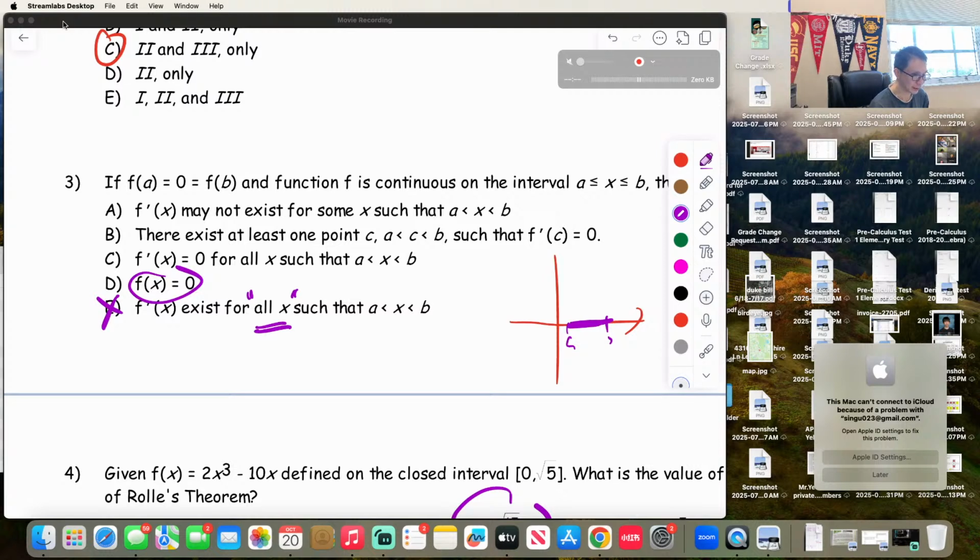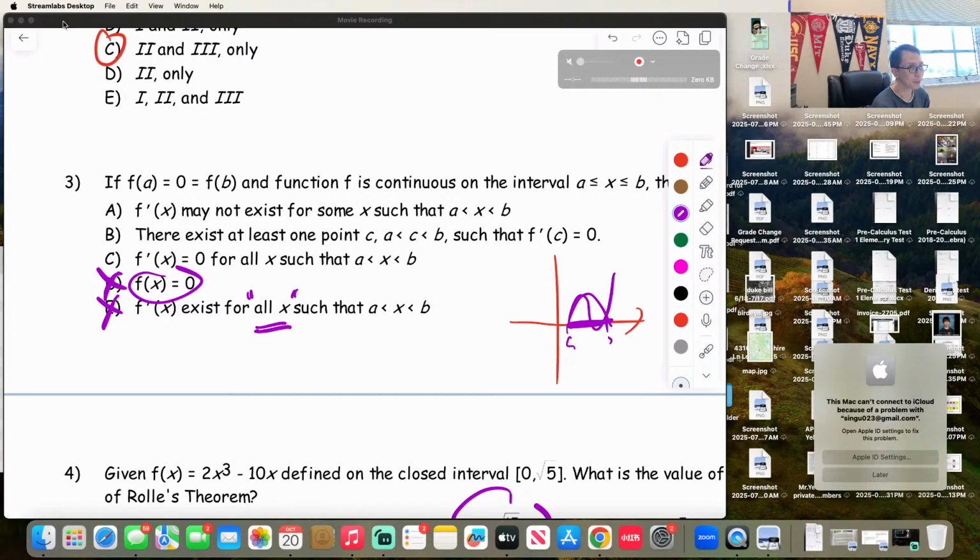99.99% of functions do not look like this. They do not look like a horizontal line, because there are so many. It says continuous. It can be like this, it's continuous. It can be like this, it's continuous. All different ways of continuous. So D is not correct because of f of x equal to 0. You have to understand f of x is y. y equal to 0 means this is equal to 0. Now, what's your statement C?